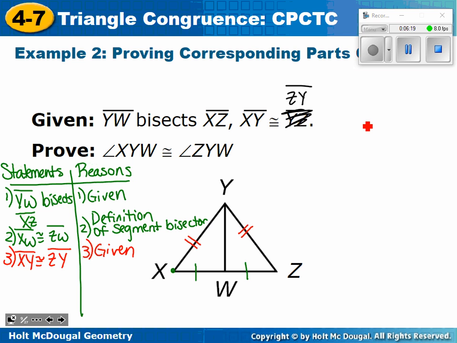Do you see a third thing we can do? Very good. YW is congruent to YW, and it would be reflexive property. Great job. So number 4, YW is congruent to YW. Anytime something's congruent to itself, that's reflexive property of congruence.